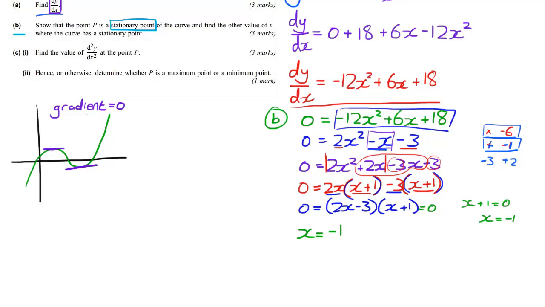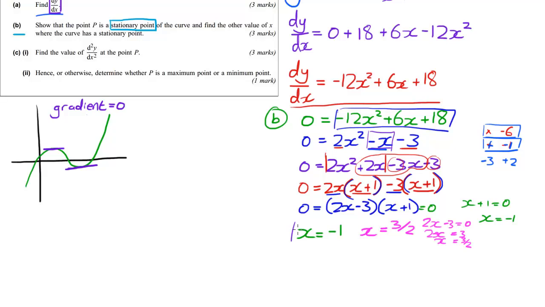Then we'll do the same thing with the other one. Let's go for pink. So then we have 2x minus 3 is equal to 0, so then we have 2x is equal to 3, and then x is equal to 3 over 2. You should be able to do that bit in your head, but if you don't want to, just write it out like that. It's not a problem.